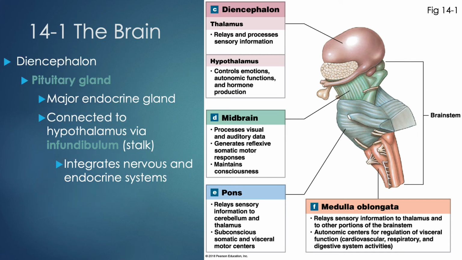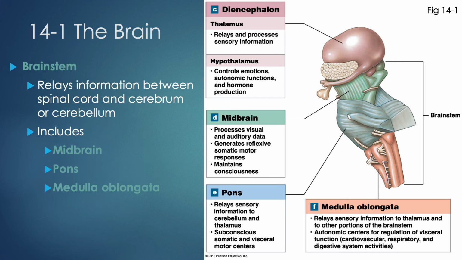Within the diencephalon is another structure called the pituitary gland, and this is our major endocrine gland. In fact, it's often known as our master gland because it's responsible for integrating our nervous and endocrine systems, so it really has a lot of control in our body. As you can see, it's kind of dangling off the front, but it's connected up to the brain via the infundibulum, which is just another name for the stalk.